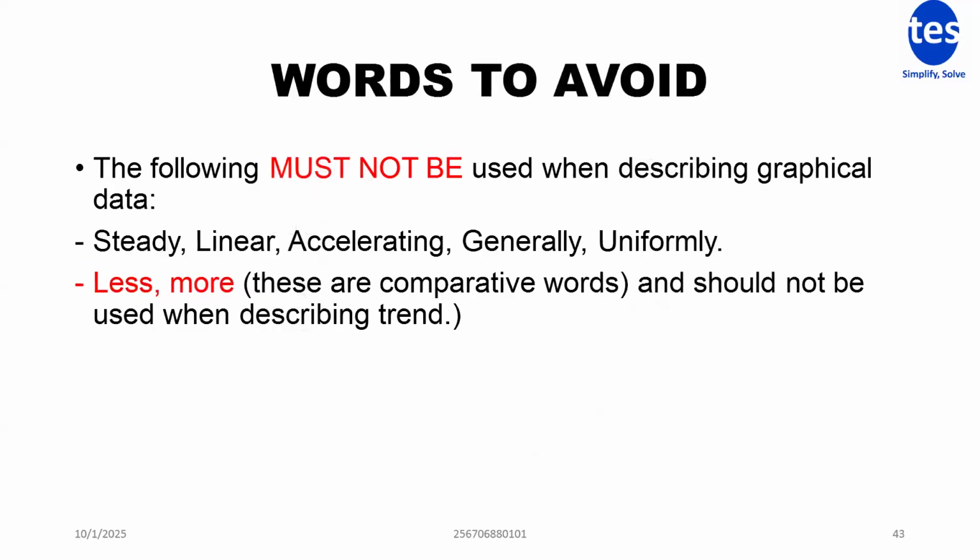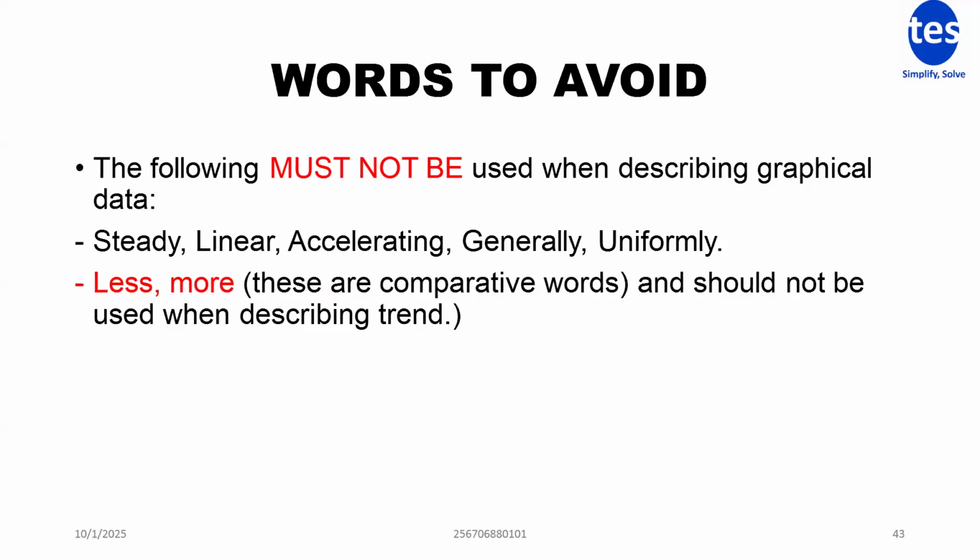And the following must not be used when describing graphical data. I think this is also very important. There are people who like using words like steady, linear, accelerating, generally, uniformly. Don't use them. It is even worse for people who are doing chemistry and physics. They are the ones who are so much into using those words: steady, linear, accelerating, uniformly. Please don't use them.